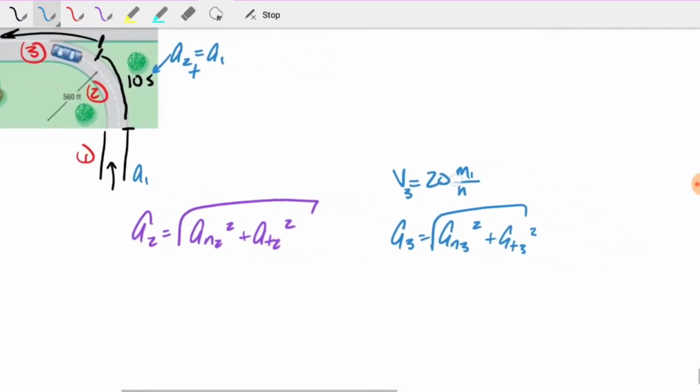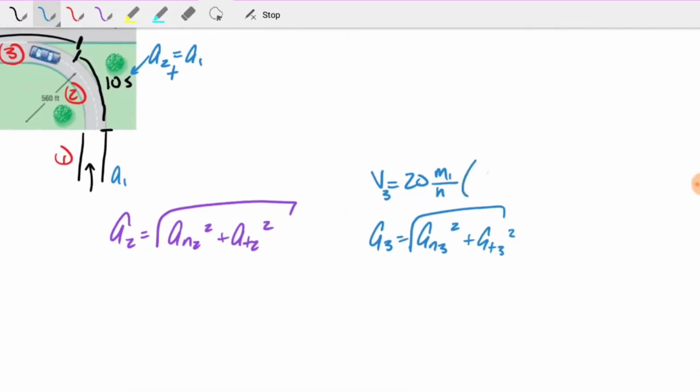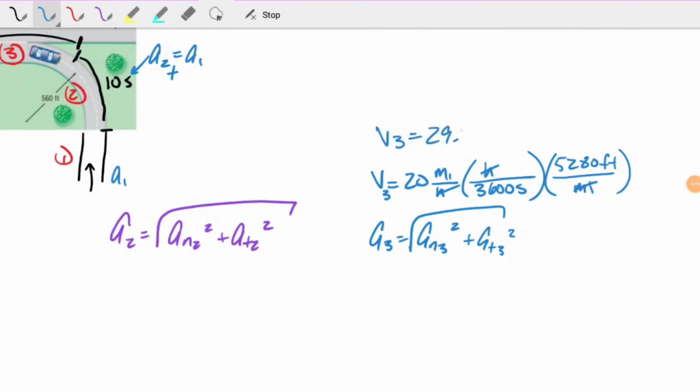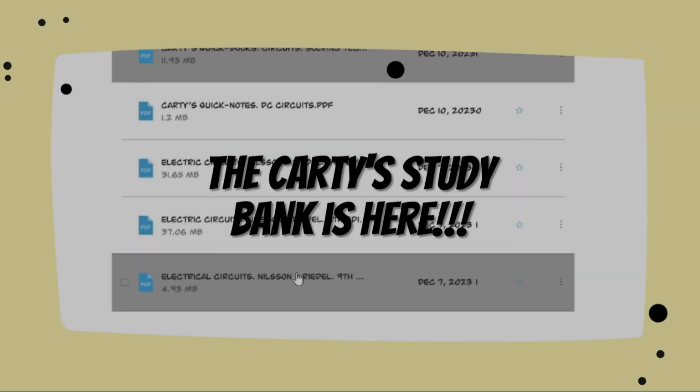But I want to convert that to meters per second. So let's see. Hours got to convert. So 1 hour is 3,600 seconds. The hours cancel. Miles got to go to the bottom. It's 5,280 feet in a mile. So when I convert that, we have 29.33, and that's going to be feet per second.